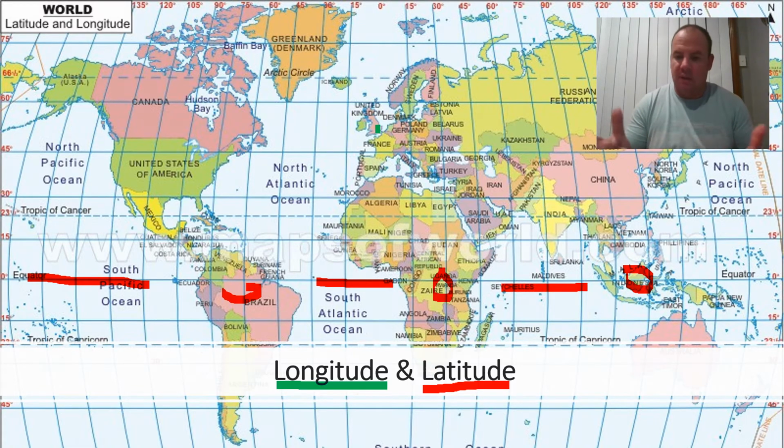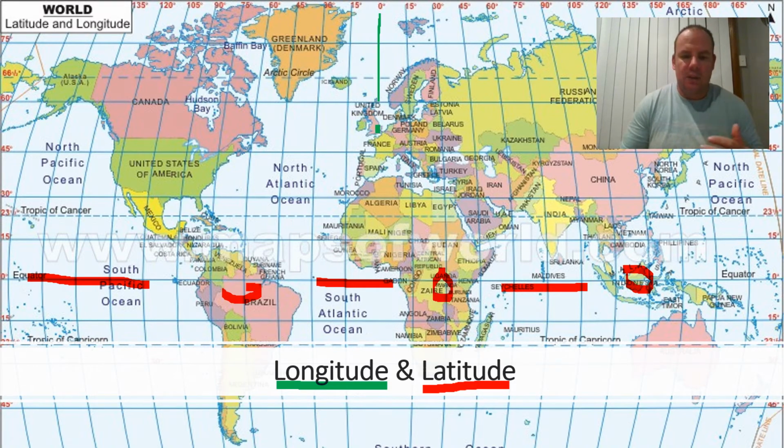Now the 0 line of longitude has a few names. We've got 0 degrees for longitude. It's also called the Greenwich meridian. Now meridian is just a line that goes down, as I'm showing you here. So it's called the Greenwich meridian. It's also called the prime meridian too. So there's a couple of names. If you see that, it's the same thing.